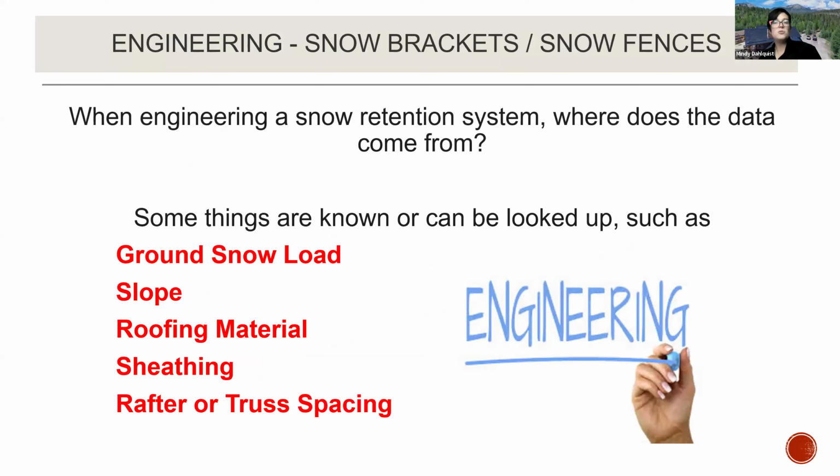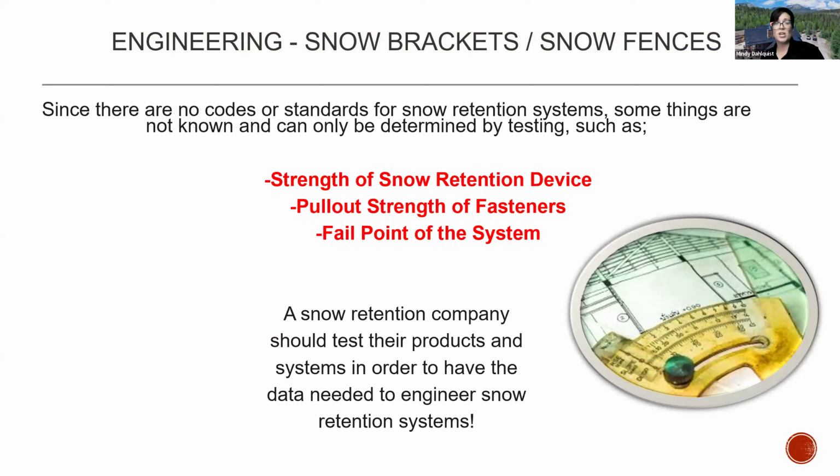They would be able to look up or find out information for their projects, such as ground snow load, slope of the roof, roofing material, sheathing, rafter and truss spacing. All of that information is completely available to all of us when we're working on these projects. But since there are no codes or standards for snow retention systems, there are some things that cannot be known or Googled, or found by calling and asking somebody.